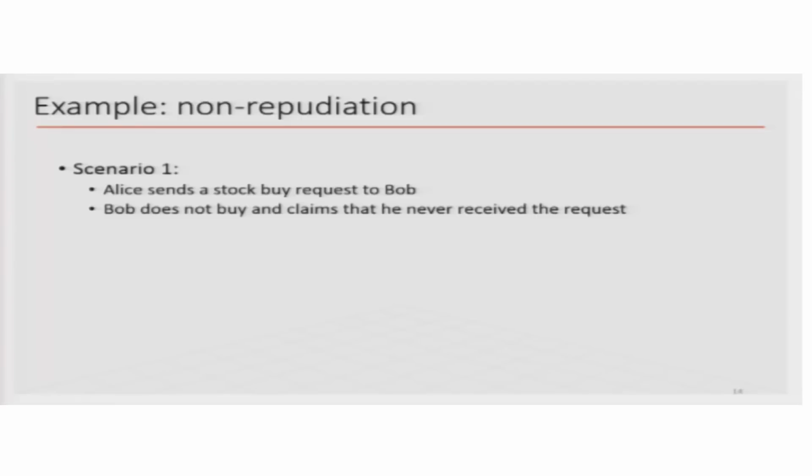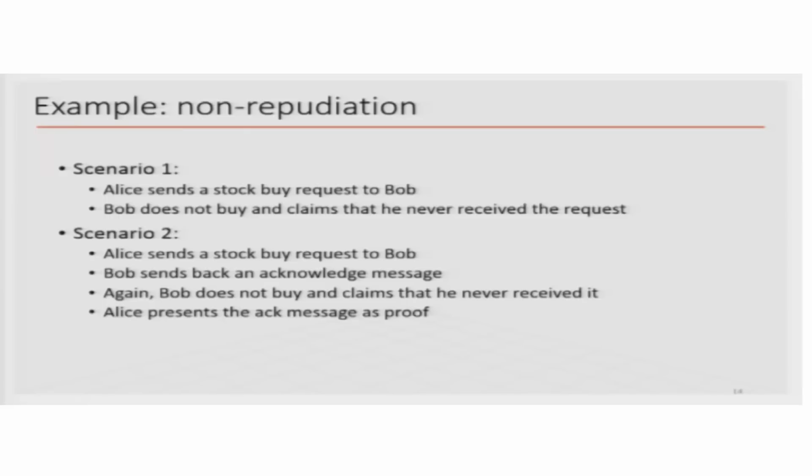In this case, suppose Alice sends a stock buy request to Bob and Bob does not buy and claims to have never received the message. At the end Alice would suffer some loss because the stock might have gone up in price, and then Alice says to Bob, I was supposed to have bought this when the price was low and I sent you a message, but you did not buy it. So, I have suffered loss. Bob can say that no, I never got the message, so I never bought that stock. So, he can deny having received the message.